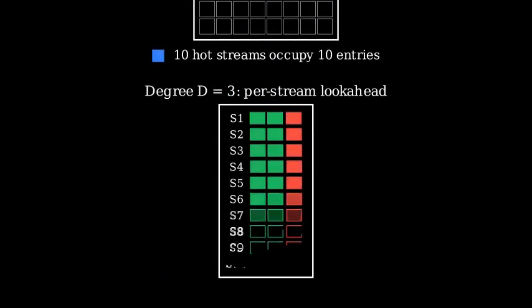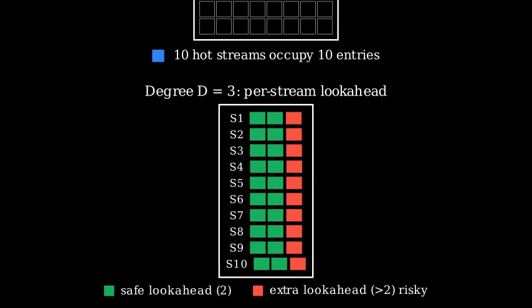Prefetch degree means how many lines ahead we fetch per stream. Degree 2 means we stay 2 lines ahead, which is usually safe. When degree is greater than 2, we start bringing extra lines that may be touched far in the future, increasing the chance that prefetched lines displace useful demand lines. Let's draw 10 stream lanes and visualize degree 3. We'll color the first 2 look-ahead lines green and any additional look-ahead lines red to indicate higher pollution risk.